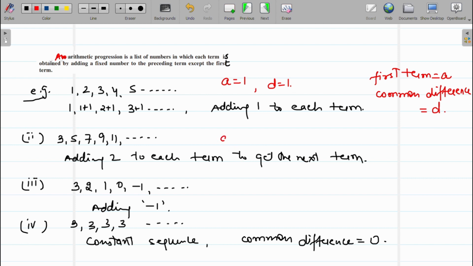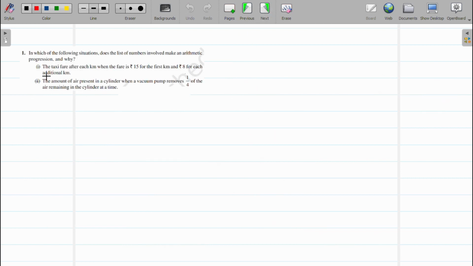You have A equal to 3 in this case, D equal to 2. We have A equal to 3 in this case and D equal to -1. And we have A equal to 3 and D equal to 0. This is the standard notation A and D which we use for the first term and the common difference. Right?